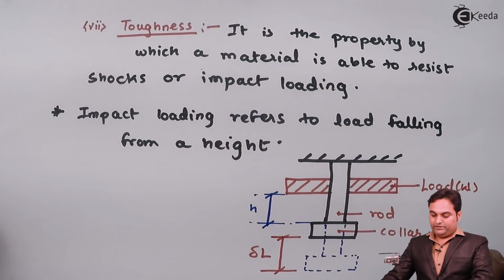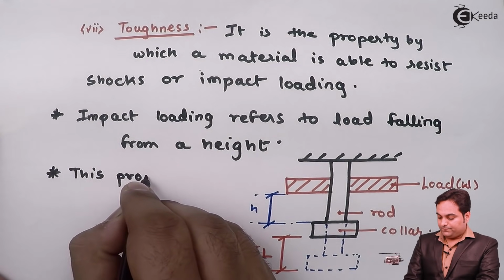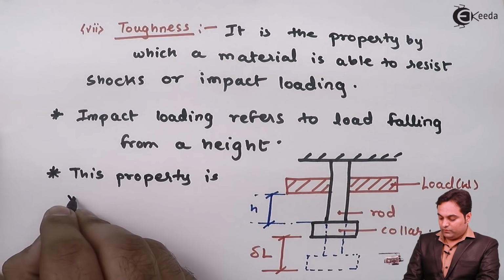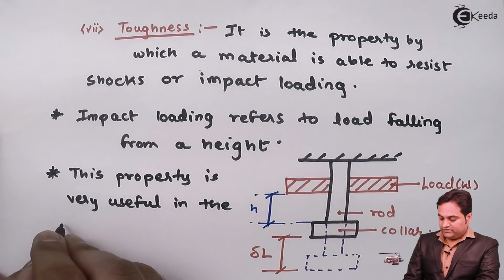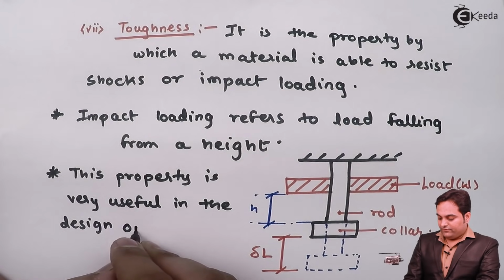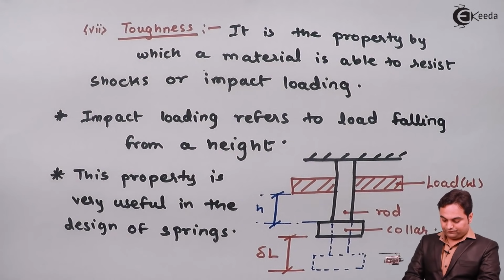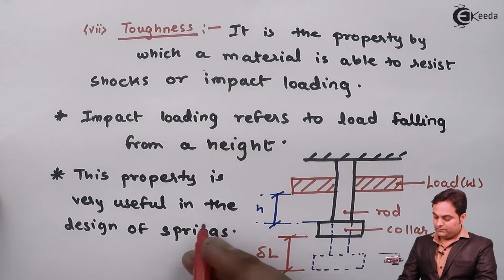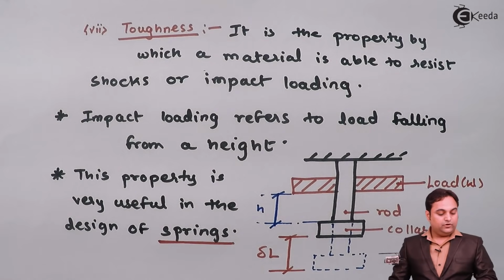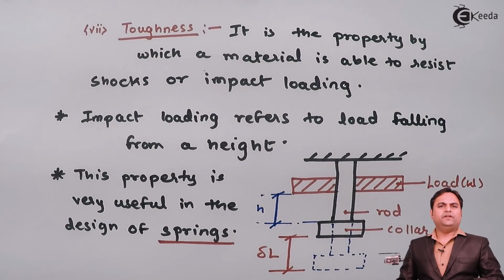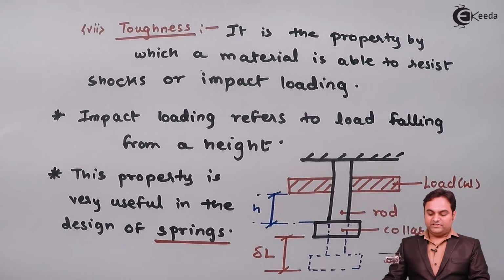And this property is very useful in the design of springs. Like previously we have seen the property which we have seen, that was stiffness. So stiffness is required in the design of spring. At the same time, toughness is also considered while the design of springs. So I hope toughness is understood.